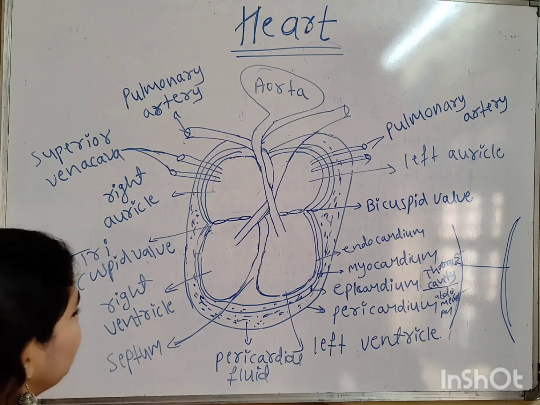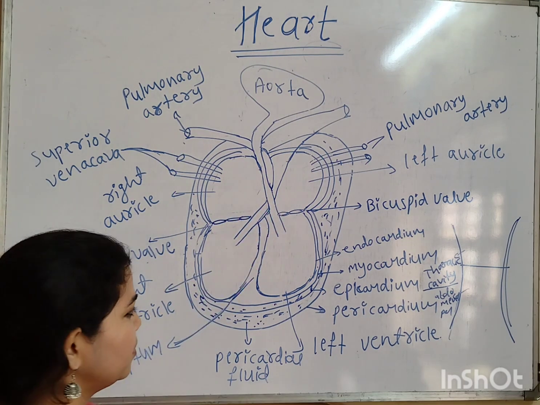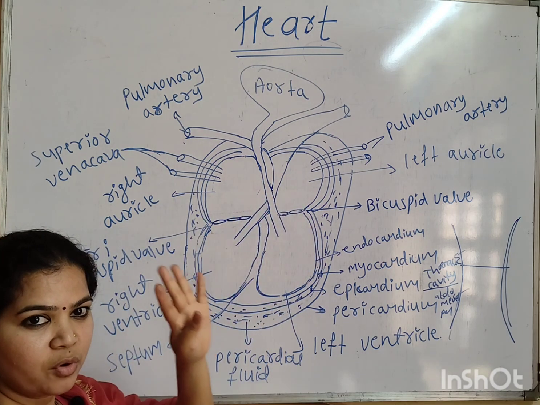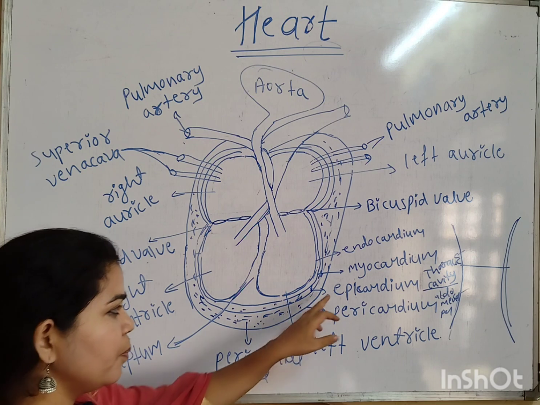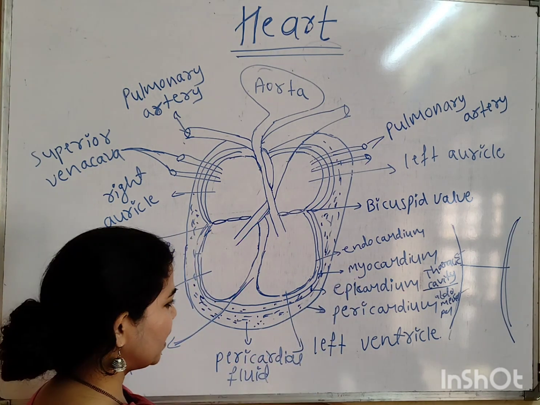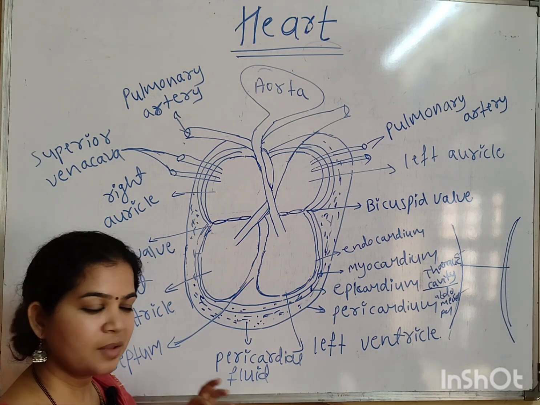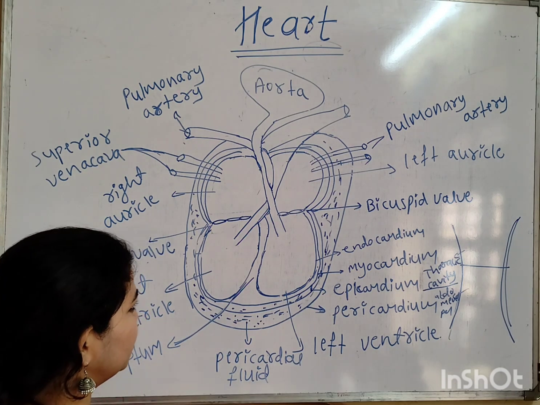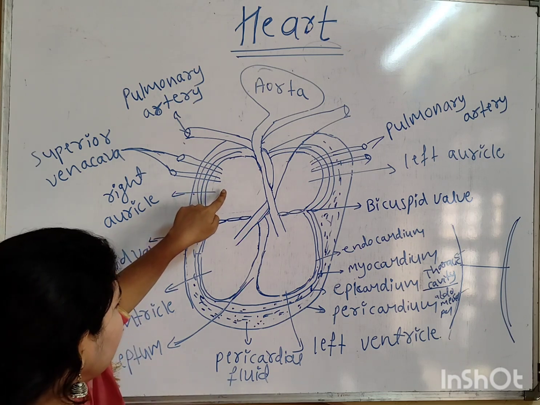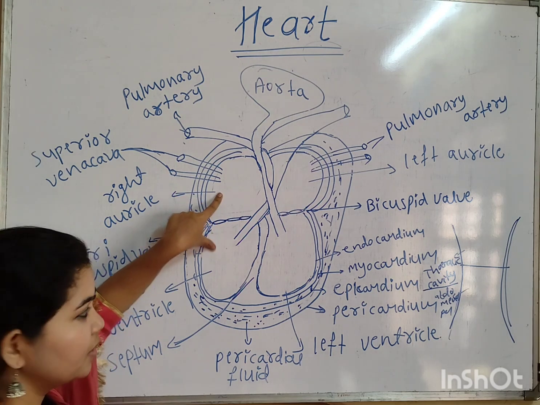Now we have known about chambers. There are 4 chambers, and the heart is surrounded by 4 layers: pericardium, epicardium, myocardium, endocardium, and in between the membranes there is a fluid-like substance called pericardial fluid. Okay, see here, can you see in between the right auricle and the right ventricle?